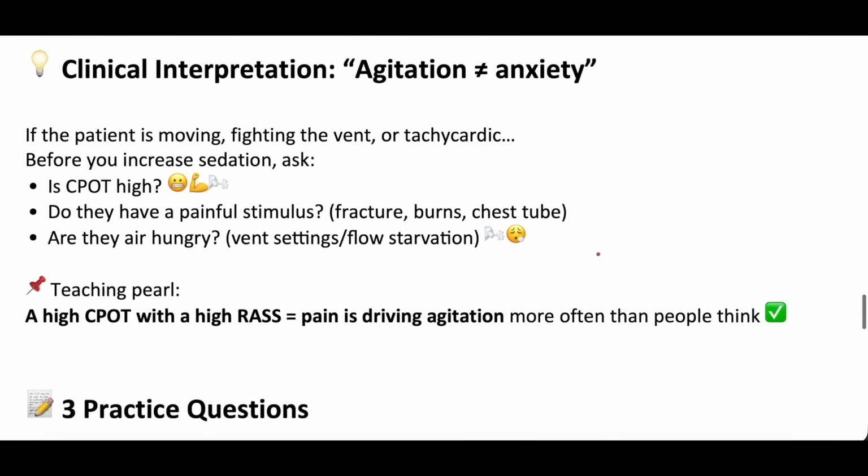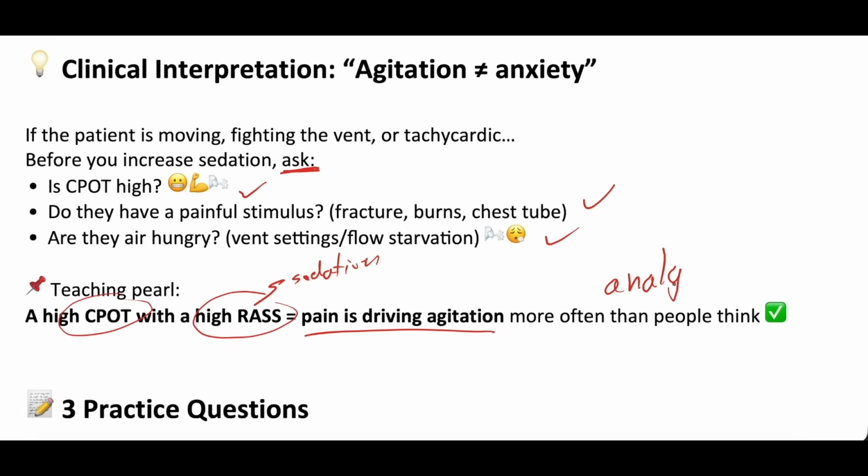Clinical interpretation of things. Before, I guess we'll rewind. Agitation does not equal anxiety, right? Because they're quote-unquote agitated does not just mean they need reflexively more sedation, right? Before you increase sedation, ask, is the CPOT high? Are they in pain? Do they have a reason to be in pain? And if the CPOT is high, even if the RASS is high, remember RASS was for sedation, but if the CPOT is high, pain may be driving that agitation, and a lot of people would suggest you should treat the pain before you escalate sedation.